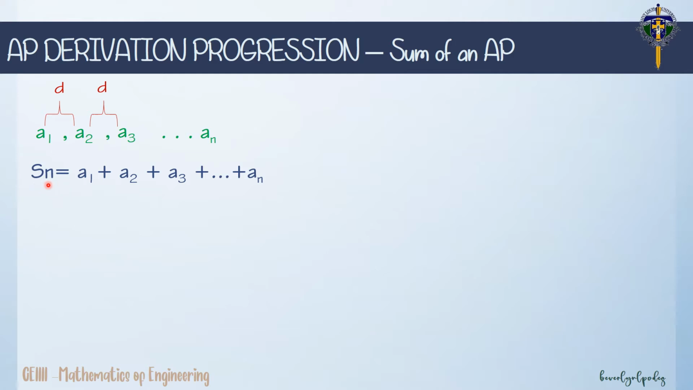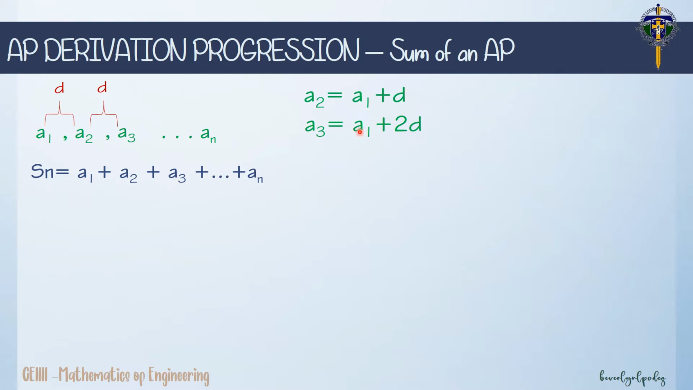So to get the sum of an arithmetic progression, we simply add all the terms together. So S of n, that is the sum, is equal to the first term plus the second term plus the third term and so on and so forth plus the last term. But we have said a while back that to get the second term, that is equal to a1 plus the difference, or the fixed number, or the common difference. And likewise, to get the third term, that is a1 plus twice the difference.